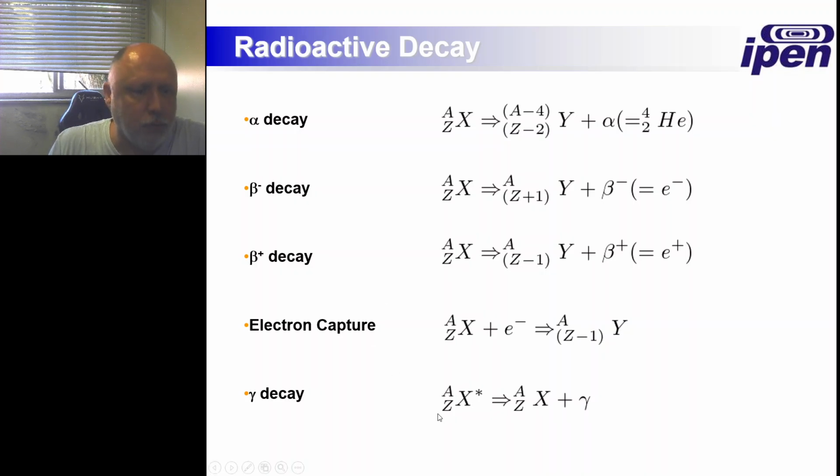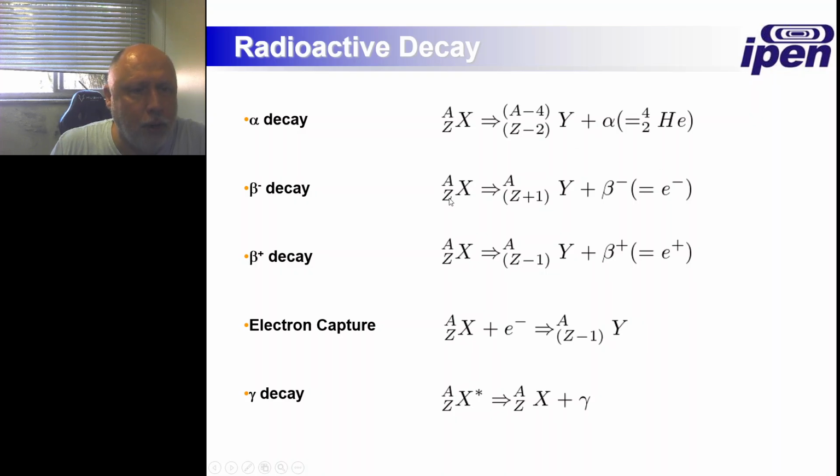Let's go to the bottom one first. You have a nucleus which is excited. This star here means excited. It will simply decay by emitting a gamma radiation. No change in proton number, no change in neutron number. It will only go to a lower energy state. That's fine too. Now comes the problem.